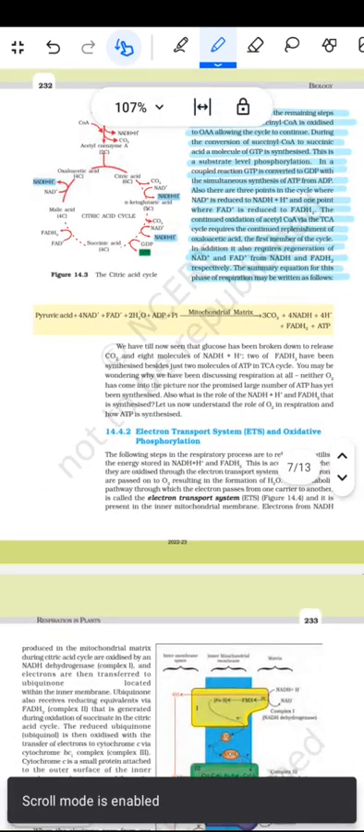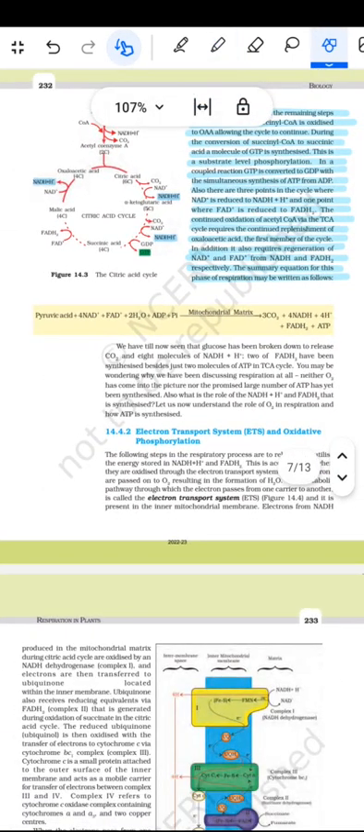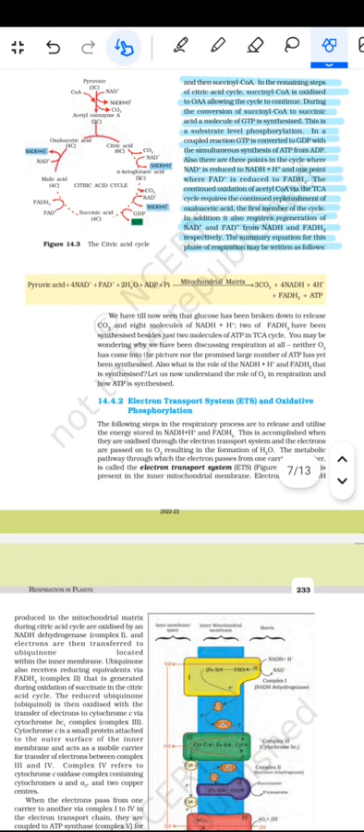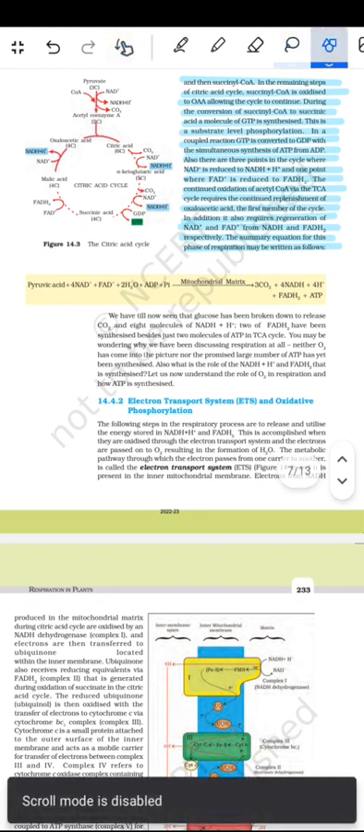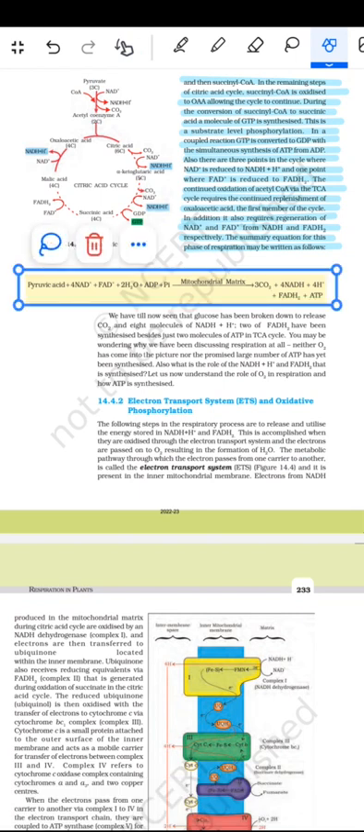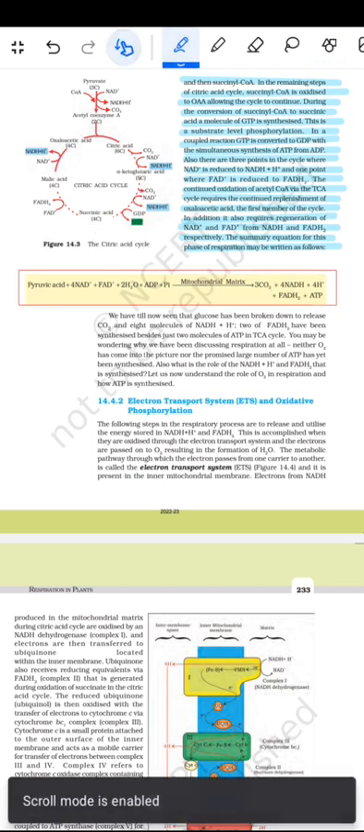तो कहता है इसमें कि पायरुविक एसिड प्लस 4 NAD+ प्लस FAD+ प्लस 2 H2O प्लस ADP प्लस इनऑर्गेनिक फॉस्फेट माइटोकॉन्ड्रिया मैट्रिक्स में जाता है और बनाता है 3 molecule of the CO2 प्लस 4 molecule of the NADH प्लस 4 molecule of H+ प्लस FADH2 प्लस ATP जो बनाता है.